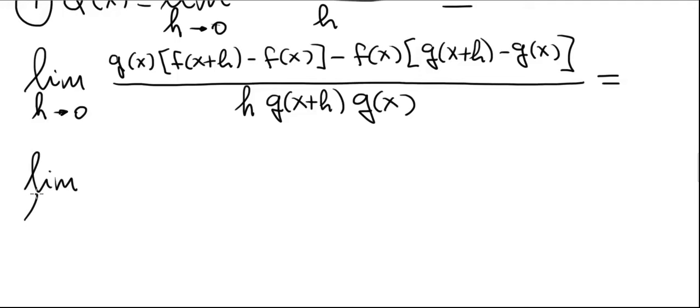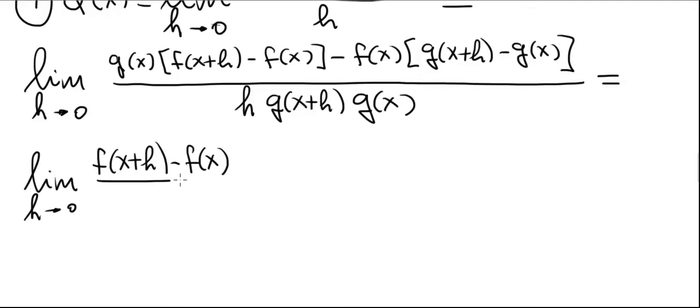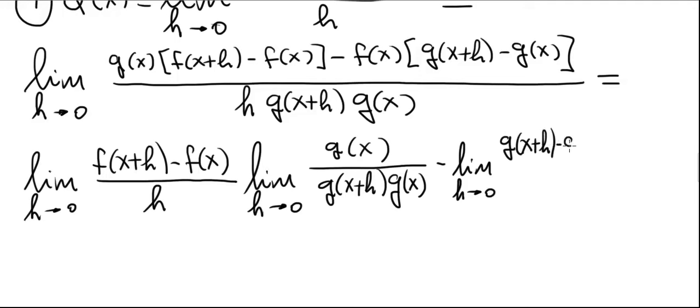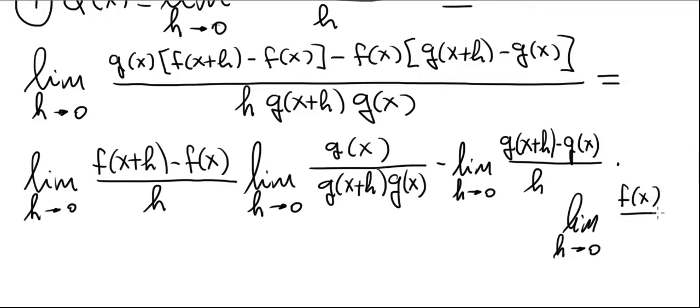So this is equal to, we can write it like this. The first is the limit as h approaches 0 of f of x plus h minus f of x divided by h, times the limit as h approaches 0 of what's left, which is g of x divided by g of x plus h times g of x. Now, even though we can cancel g of x here, for the formula to come, we don't need to do that. And then minus the limit as h approaches 0 of g of x plus h minus g of x divided by h, times the limit as h goes to 0 of f of x divided by g of x plus h times g of x.